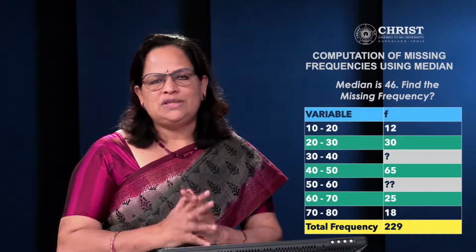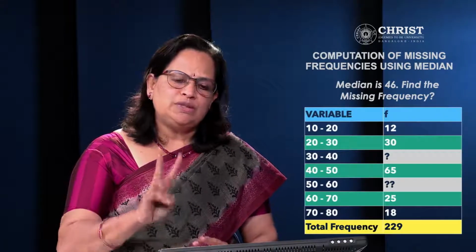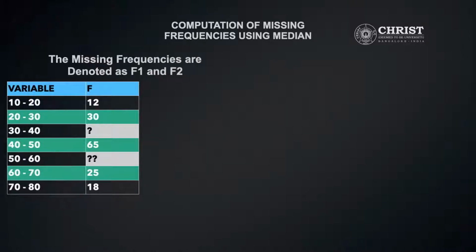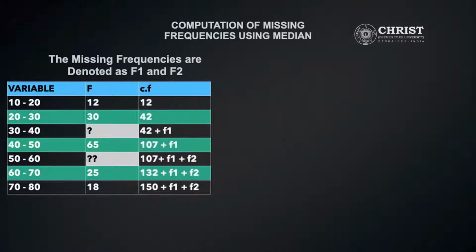Now how will we do this computation? Here there are two missing frequencies, denoted as F1 and F2. You have to remember we have to take the cumulative frequency values. That is how we will calculate the median. So for cumulative frequency, the first is 12. Next is 30 plus 12, that is 42. Next is 42 plus F1. Next is 65, so 42 plus F1 plus 65, that is 107 plus F1.